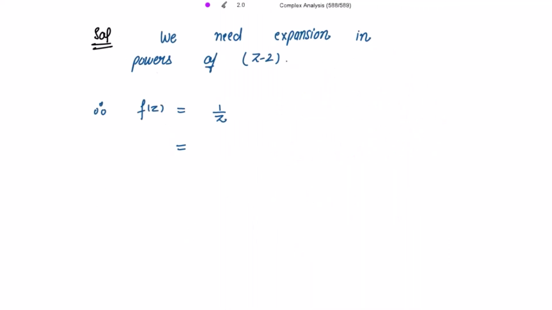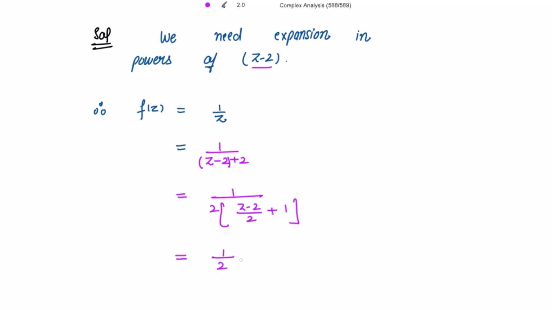We need the expansion in the powers of z minus 2. The function given is 1 by z. We can write this further by adding and subtracting 2, because we need z minus 2, so I am writing here minus 2 first and then plus 2 in the second place. Now taking 2 common from this, let's keep this in a bracket. Taking 2 common, we have (z minus 2) divided by 2 plus 1.